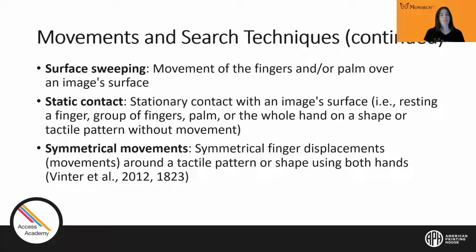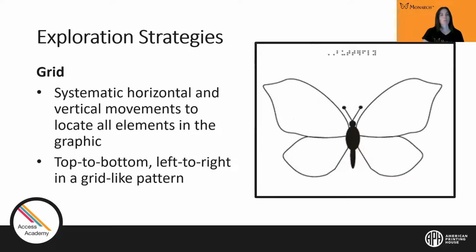Static contact is stationary contact with an image's surface. And this gives very little information because the hand and fingers do have to be moving in order to gain that information. But it can be a useful place for students to rest while they're thinking or problem solving so that they still maintain contact with the graphic. And finally, there are symmetrical movements. These are symmetrical finger displacements around a tactile pattern or a shape using both hands. This is not an exhaustive list, but it is a great place to start.